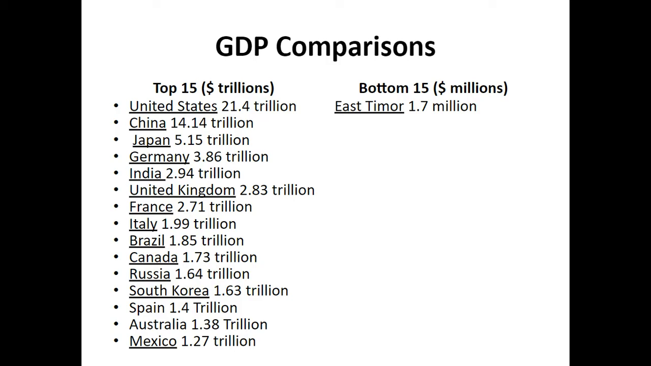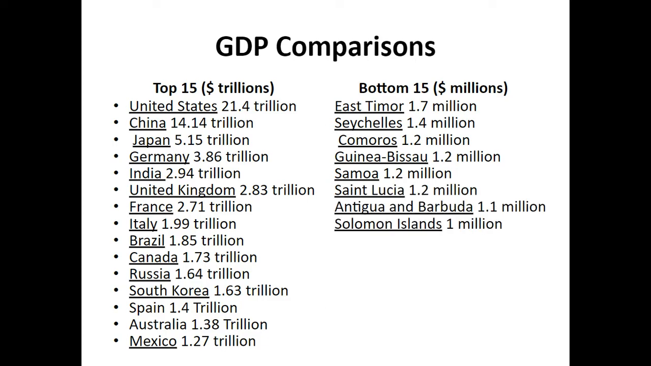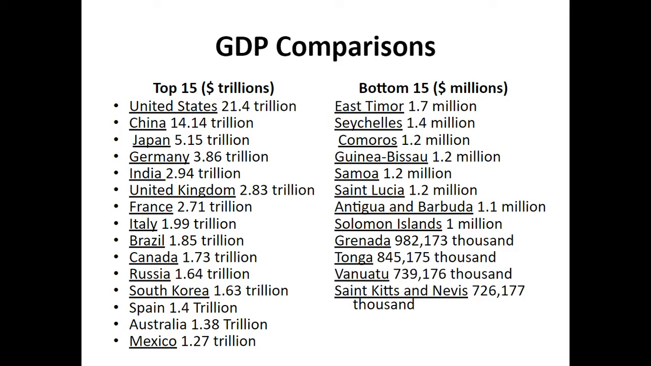The bottom 15 countries are a lot smaller countries: East Timor, Antigua, Barbuda, Solomon Islands, and a lot of these are island nations with much smaller populations. You can see that some of them are in the millions, and some of them are even in the thousands. So they're not producing much.